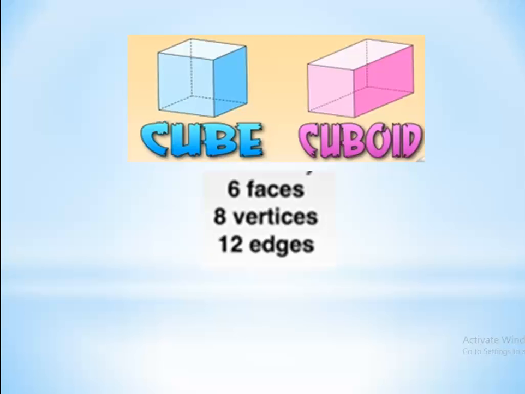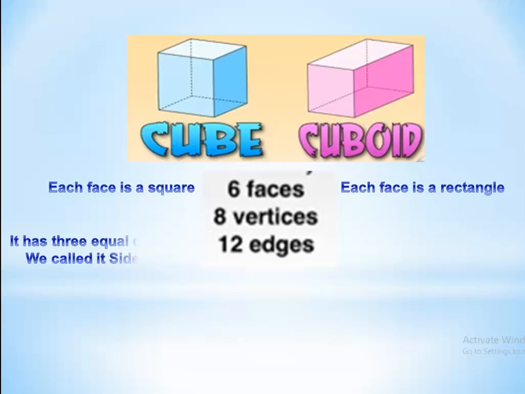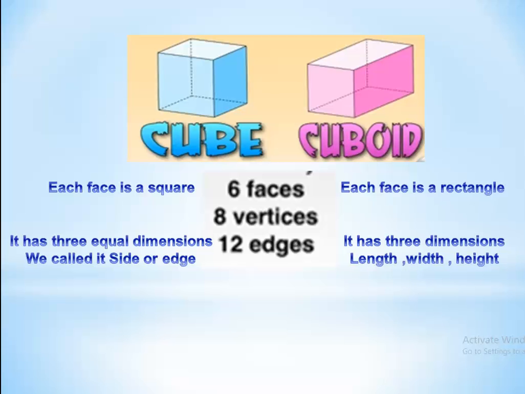Okay, in cube, each face is a square. In cuboid, each face is a rectangle. In cube, all edges are equal, or it has 3 equal dimensions inside. Equal in length. Sorry, it has 3 equal dimensions. But in cuboid, it has 3 dimensions: length and width and height. But in cube, length and width and height are equal.